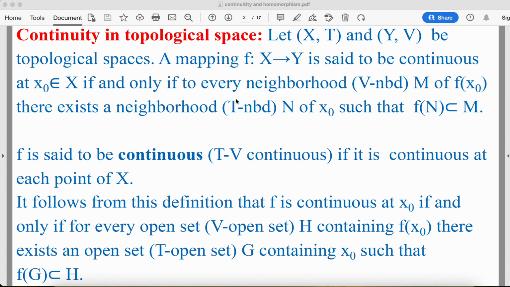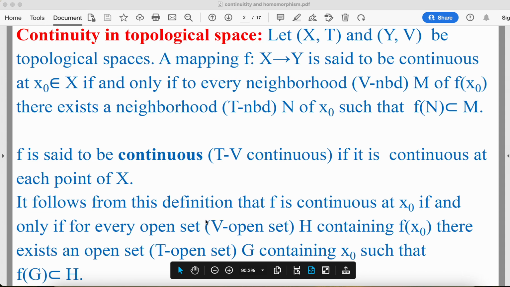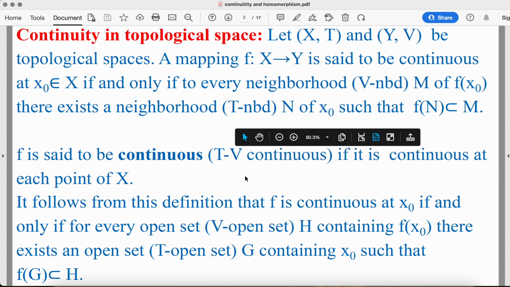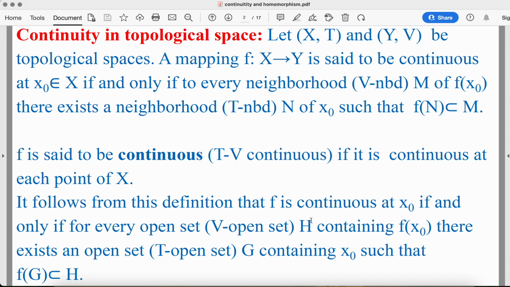So it follows from this definition that f is continuous at x0 if and only if for every open set H containing f(x0) there exists an open set G containing x0 such that f(G) is a subset of H. We also call H a ν-open set and G a τ-open set.